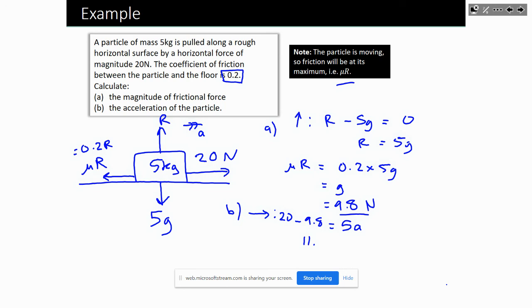So 10.2 equals 5a, which implies my acceleration is equal to 10.2 divided by 5. Let's get 2.04 meters per second squared in total.